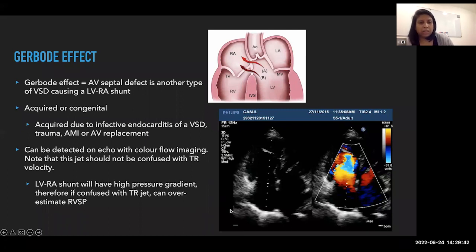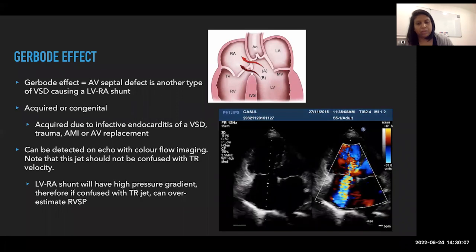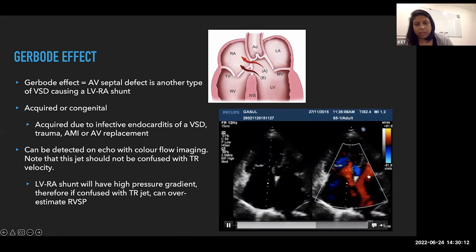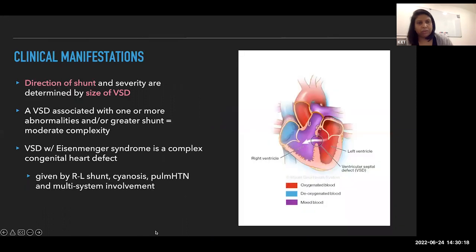So again, this can be detected on echo and color flow imaging, but one of the pitfalls and traps is that it can be mistaken for the TR jet. As you can imagine, it's going to be a really high gradient from the left ventricle to the right atrium. So this can give you abnormally high peak velocities, and therefore pressures. This is just a color image of what that looks like. So that's something else to be mindful of.